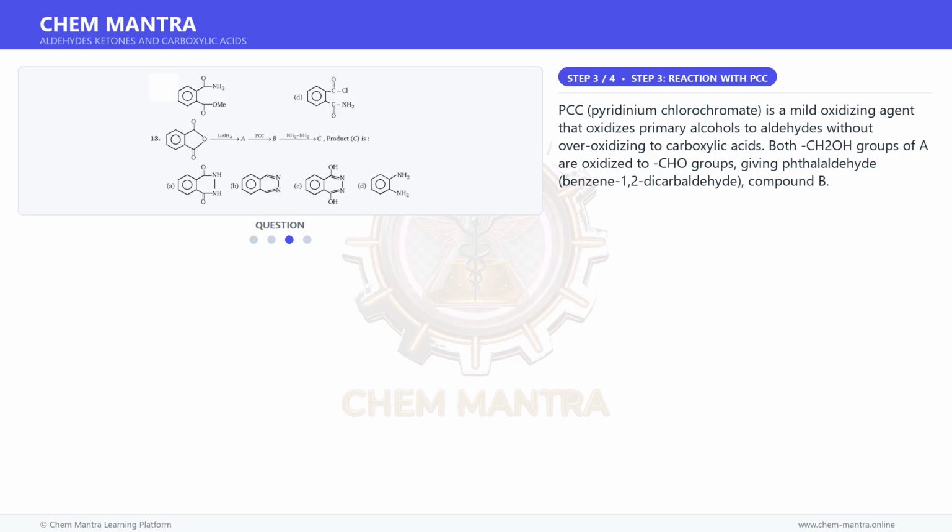Moving on to the next step. PCC, pyridinium chlorochromate, is a mild oxidizing agent that oxidizes primary alcohols to aldehydes without over-oxidizing to carboxylic acids. Both CH2OH groups of A are oxidized to CHO groups, giving phthalaldehyde, benzene-1,2-dicarbaldehyde, compound B.